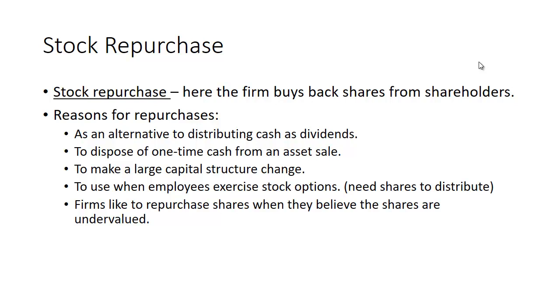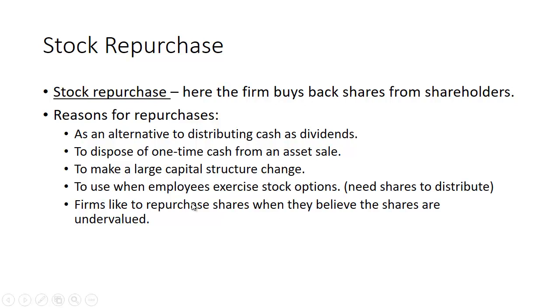So some investors in the firm's stock may prefer just to have shares repurchased, and there are fewer shares out there, and they'll be entitled to a greater portion of the earnings of the firm because there are fewer shares outstanding. It may be a way to dispose of a one-time cash from an asset sale. So they may sell off a factory and they have some cash and they want to use it to repurchase shares. Okay, they may want to change their capital structure, right? They don't want to have as much equity. They want to have perhaps less equity and more debt.